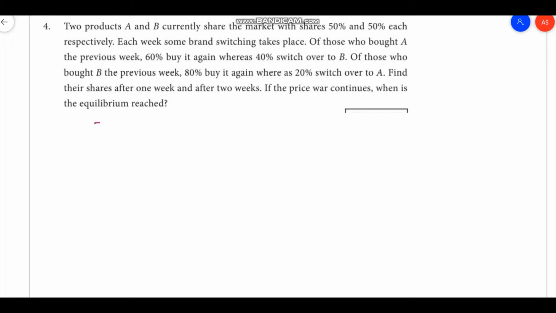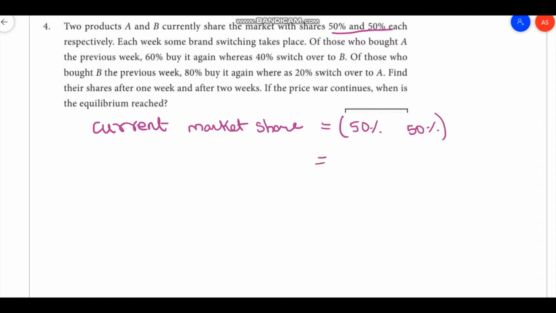So what is the current market share? It is clearly given. The current market share is, let's see in the question, it is 50% and 50%. So it is 0.5, 0.5. This is your current market share.